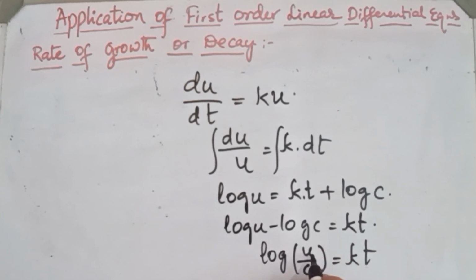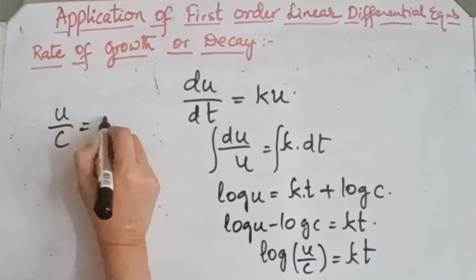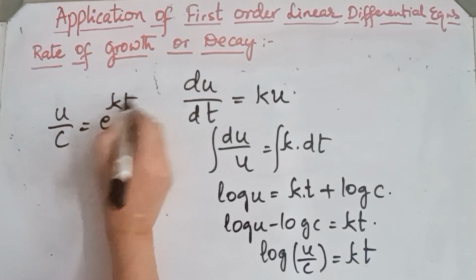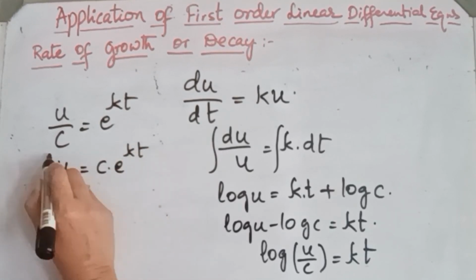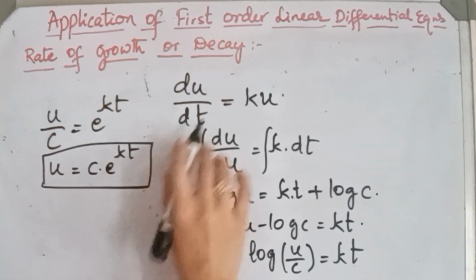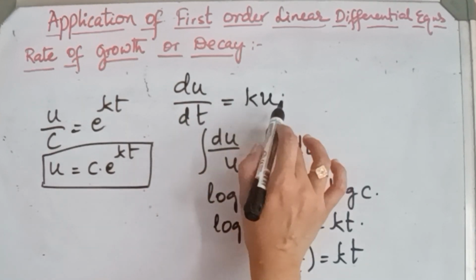Now I want the value of u. So take exponential on both sides because this is natural logarithm. So I will get u by c equal to e to the power kt. So u equal to c into e to the power kt. So this is the solution of the differential equation du by dt equal to k into u.